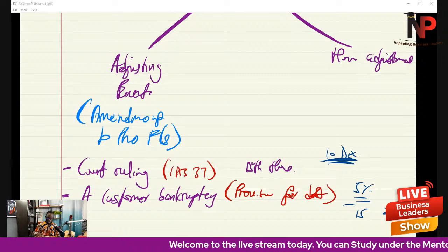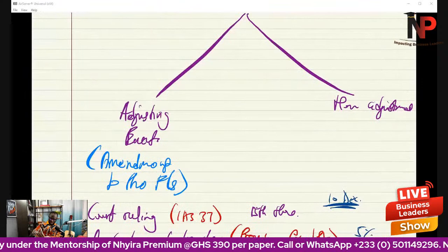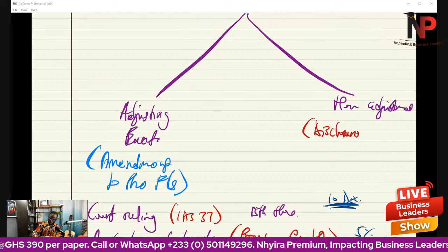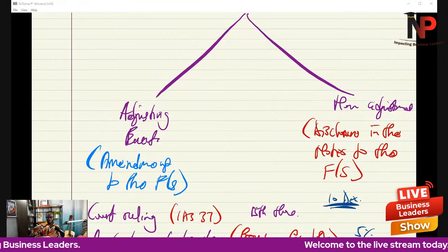Then non-adjusting events technically means non-adjusting. It means that when these events occur, we only have to make disclosure in the financial statements. We make disclosure in the notes to the financial statements.